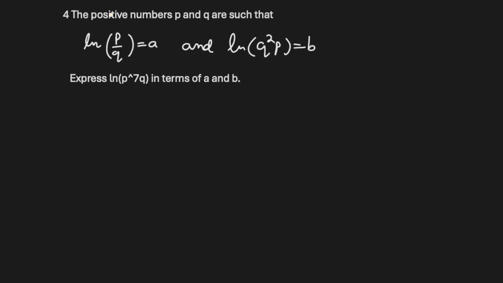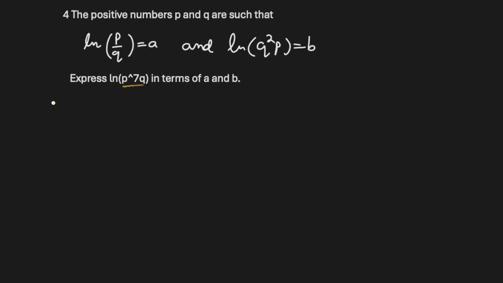Question number 4. The positive numbers p and q are such that natural log of p over q is a, natural log of q square over p is b. Express p to the power 7 q in terms of a and b. Okay, so we want this, our target.